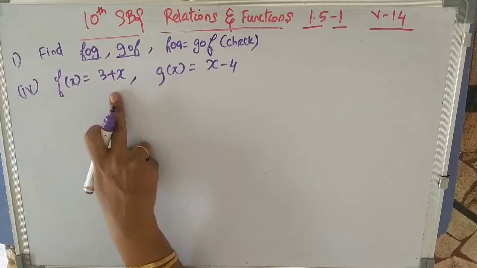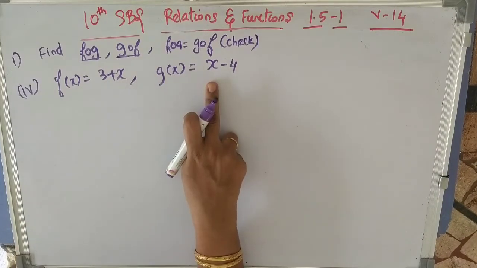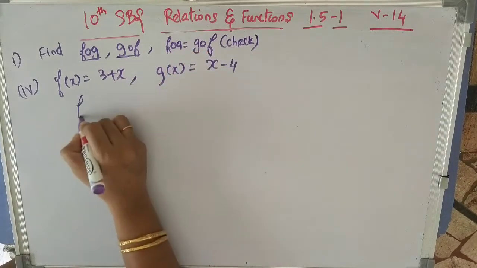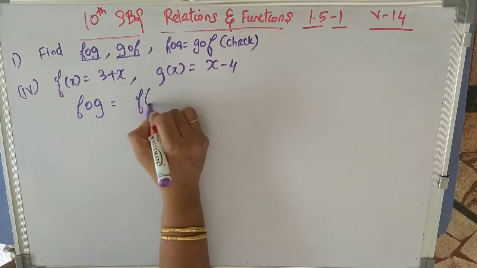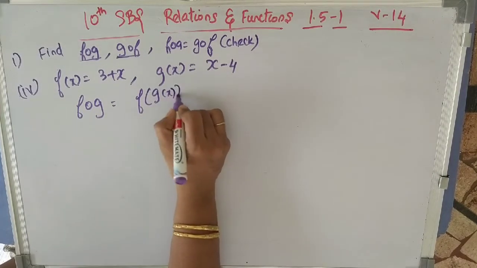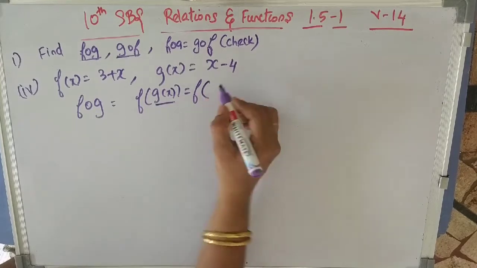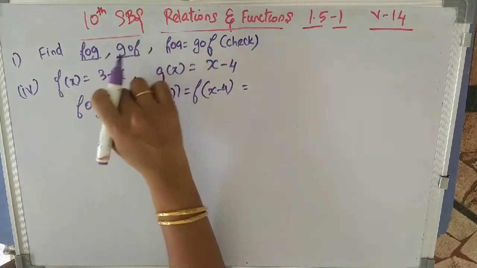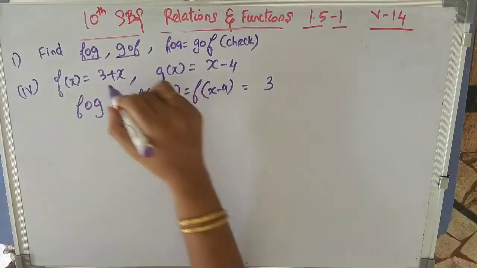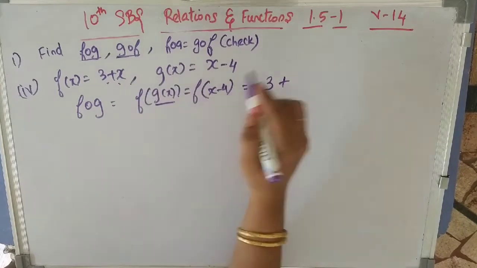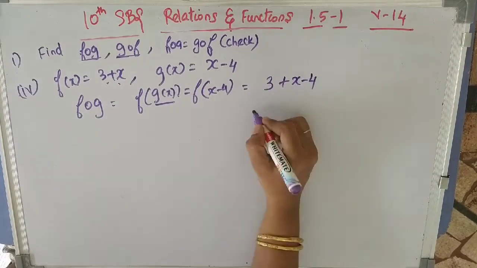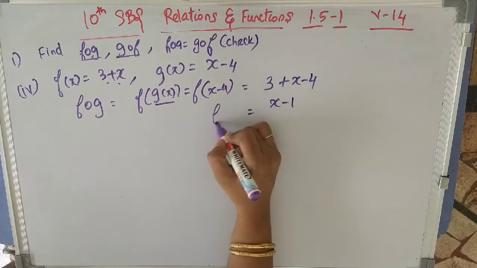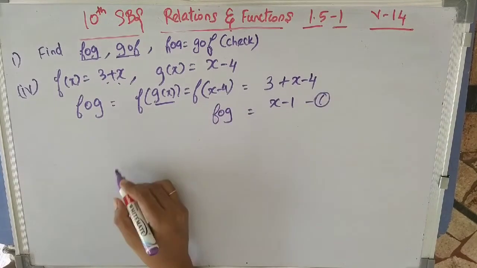Here, f of x is equal to 3 plus x. g of x is equal to x minus 4. We have to find f dot g, g of f, and we have to check whether they are equal or not. First, we have to find f dot g, that is f of g of x. Very good. So f of, what is g of x? x minus 4. We know f of x is 3 plus x. So f of x minus 4 is 3 plus x minus 4. Instead of x, I am replacing with x minus 4. So 3 plus x minus 4, that is equal to x minus 1. So minus 4 plus 3 is minus 1. So x minus 1. This is f dot g, and I am marking it as 1.